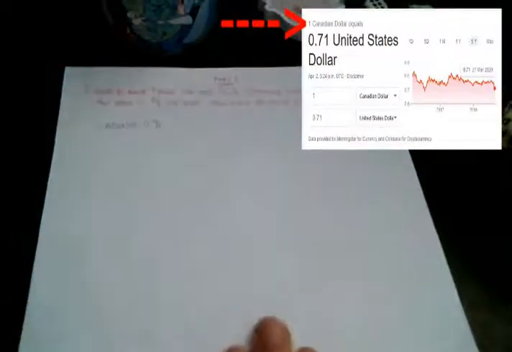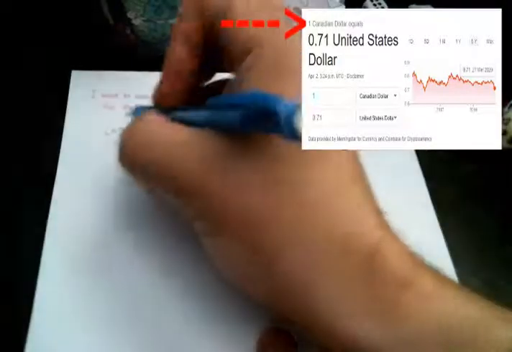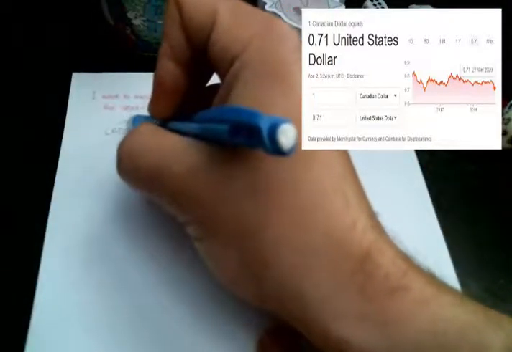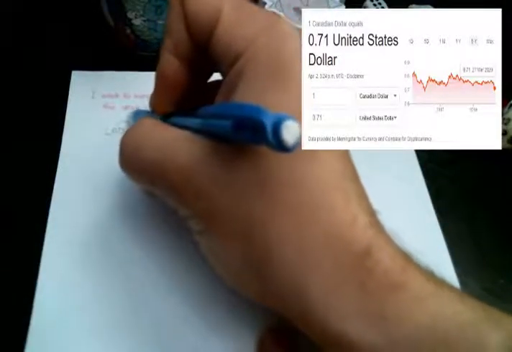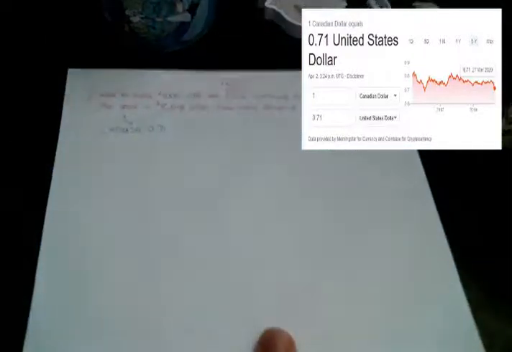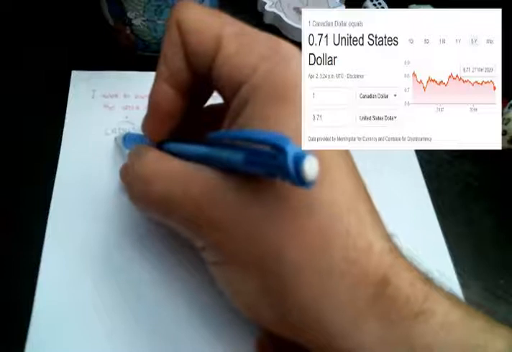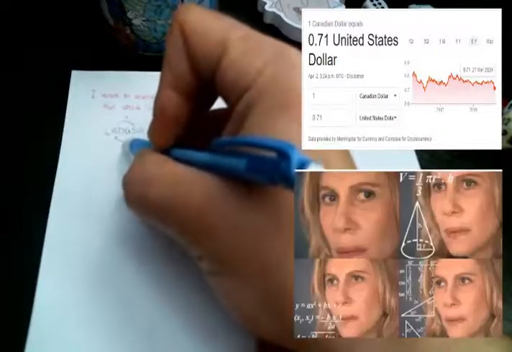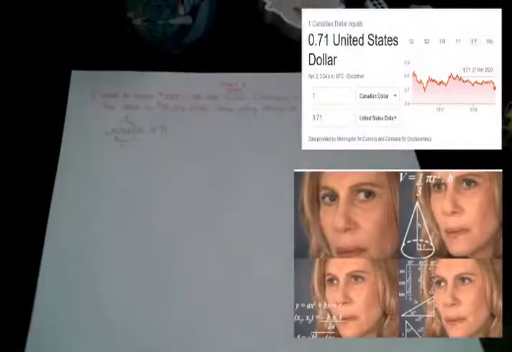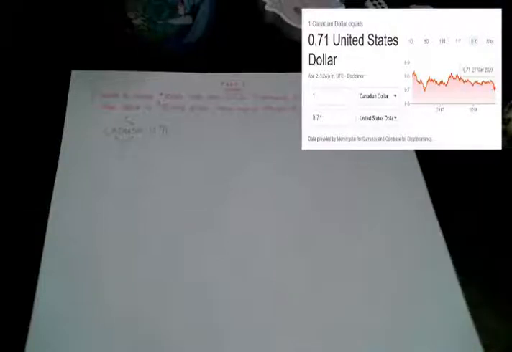Now, just a reminder, the reason why we do that is because if we're converting from Canadian to US, that means we're going to multiply our amount by that 0.71. But if we're going backwards from the US to Canada, then we're going to divide the amount by 0.71, which does make sense. If we're converting from US dollars to Canadian dollars, we should have more Canadian dollars because Canadian dollars is not worth as much.